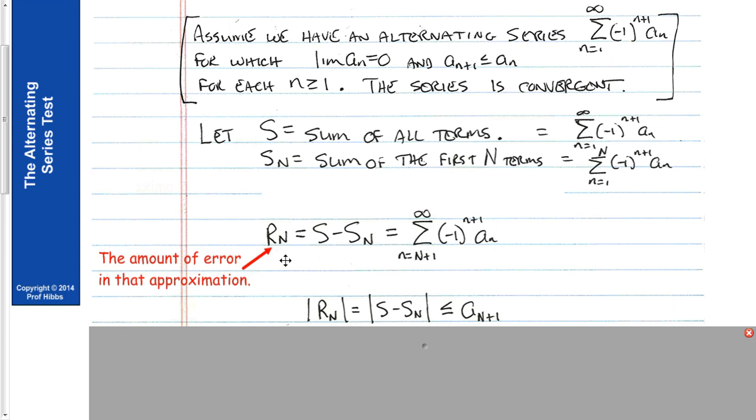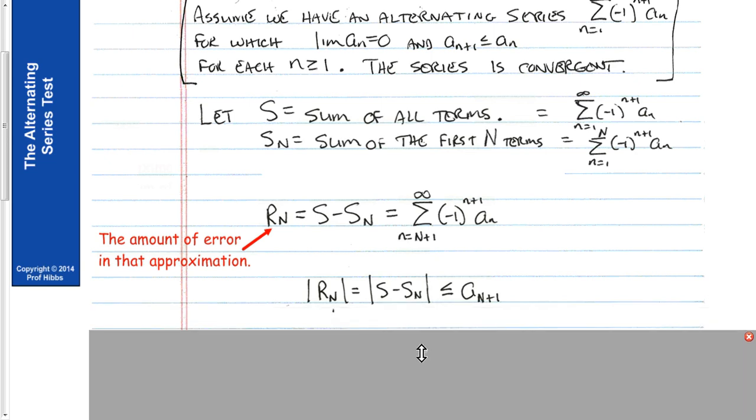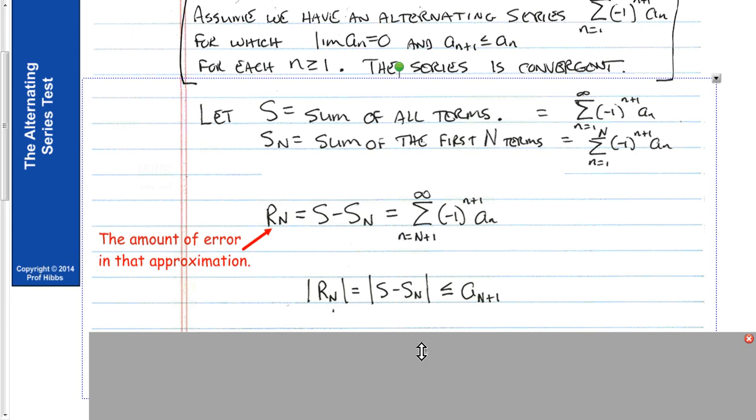Now, R sub n could actually be positive or negative, because we're dealing with an alternating series here. Because the terms alternate in sign, we don't know whether capital S, the actual sum, or capital S subscript n, the estimate, is positive or negative. We just don't know. So we talk about the error being the absolute value of R sub n, to be perfectly accurate.